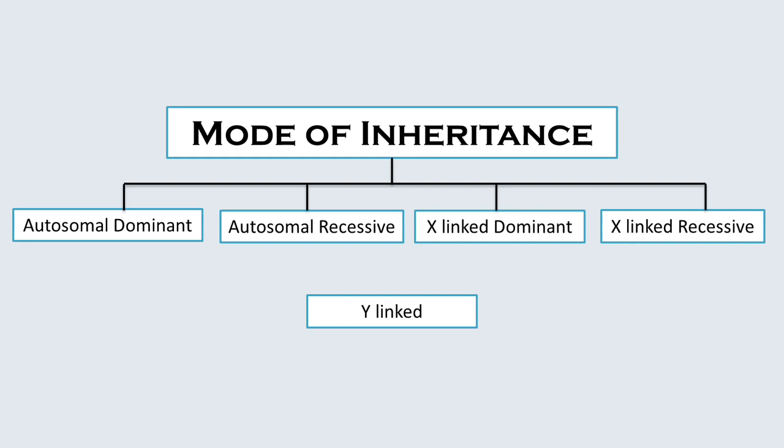So let us look into some of the basic characteristic features of each of these inheritance patterns, so that we can get a better understanding regarding the mode of inheritance. The first one we are having is the autosomal dominant. So in the case of a pedigree chart, if you are suspecting that it is autosomal dominant, then obviously there is no skipping of generation of a trait.